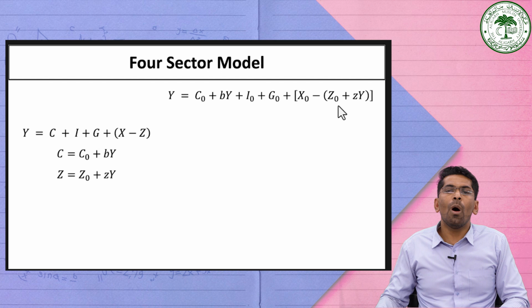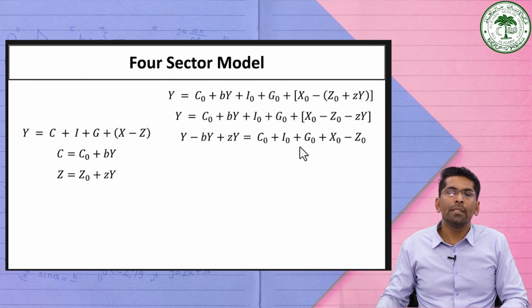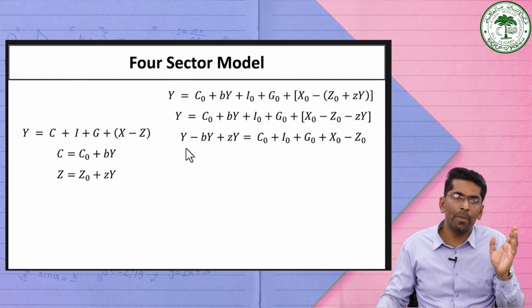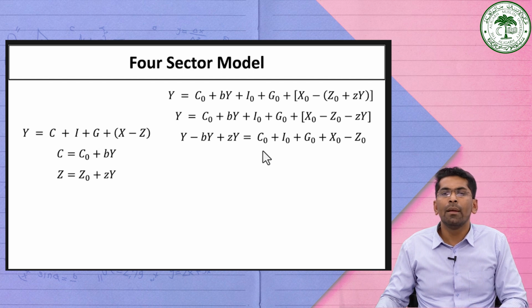Now I am opening this particular bracket. So it will become C0 plus BY plus I0 plus G0, then X0, and opening this bracket, Z0 is minus, and ZY is also minus. Then by taking the Y terms into the left side of the equation, BY and ZY, it will become Y minus BY, and minus ZY goes to plus ZY. Then what is remaining is C0 plus I0 plus G0 plus X0 minus Z0.